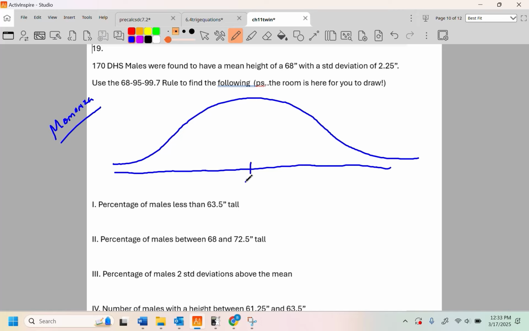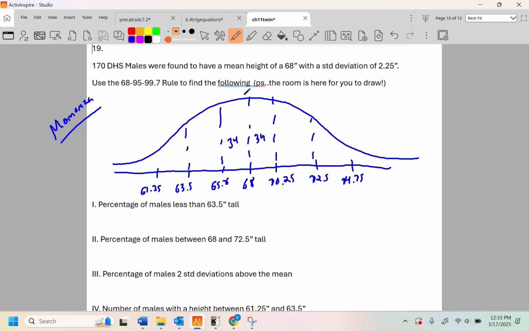So the mean's in the middle, it's 68, and you're going to add 2.25, so 70.25, and add it again, 72.5, and one more time, 74.75. You're going to take it away 3 times, because that's how we do it. This would be 65.75, 63.5, 61.25. And you need to memorize some numbers here. These are 34 and 34.